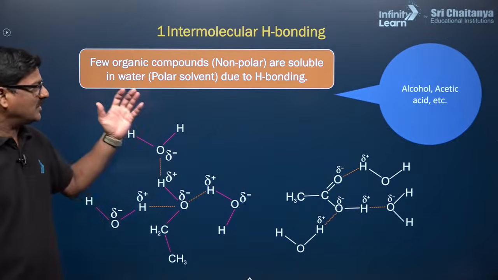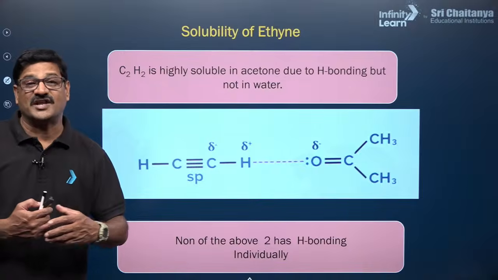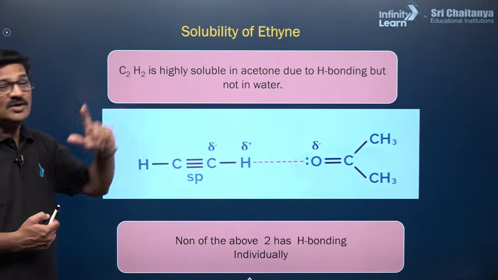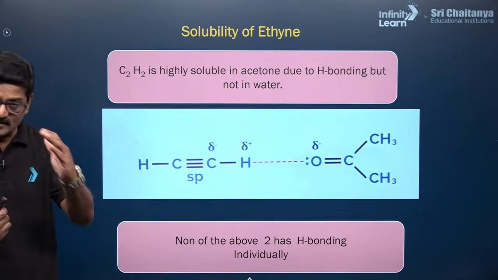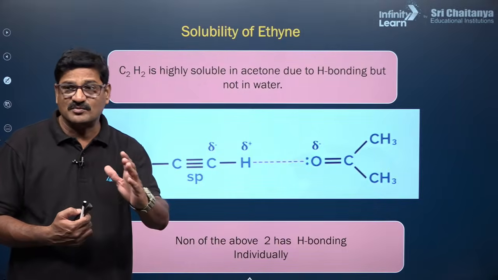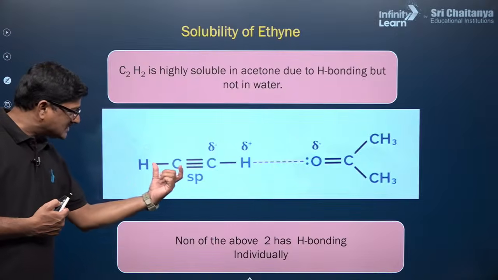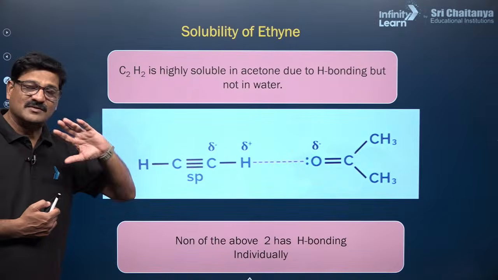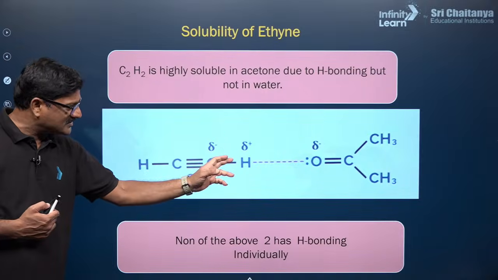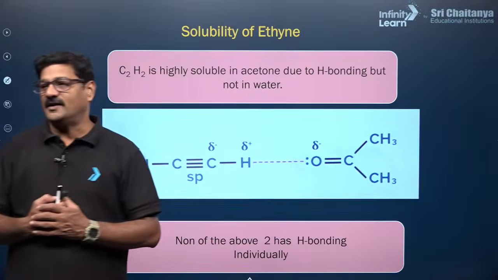Okay, and as well you can see some alkynes, terminal alkynes. An example: acetylene, C2H2, is highly soluble in acetone due to hydrogen bonding. Acetone, propanone, does not have hydrogen bonding, and acetylene, ethyne, does not have hydrogen bonding either. Because of the sp hybridization, this carbon has extremely high electronegativity, so it can pull the electrons and make sufficient positive charge on this hydrogen, making it responsible for the hydrogen bonding here.